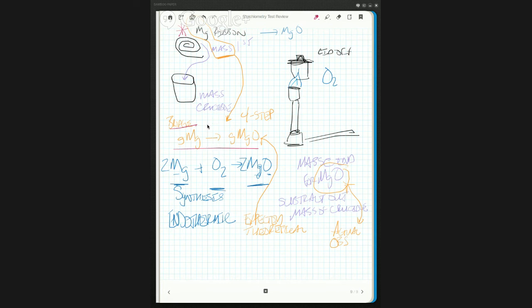And then you're probably going to be given the mass of the crucible and the mass of the magnesium oxide at the end. So you're going to have to subtract out that mass of that crucible. So let's call this step 1. Step 1 is taking the mass of magnesium and determining how much magnesium oxide is expected. Determine expected. Step 2 is subtract out the mass of crucible to get mass of MgO. And that's going to give you your observed.